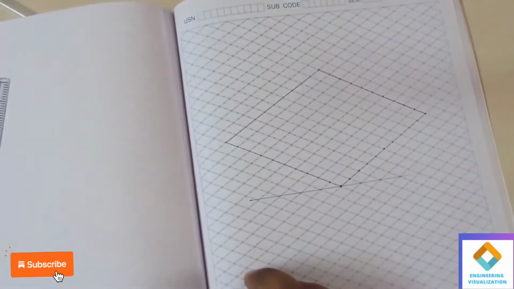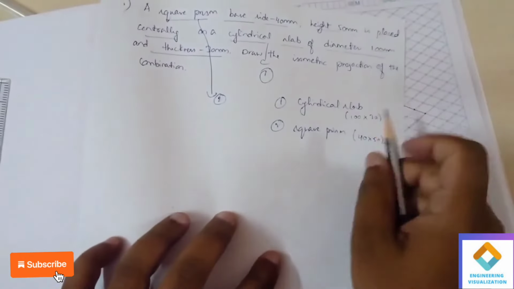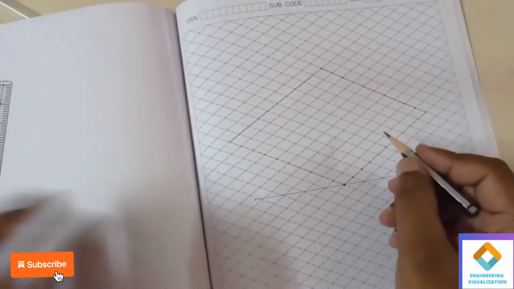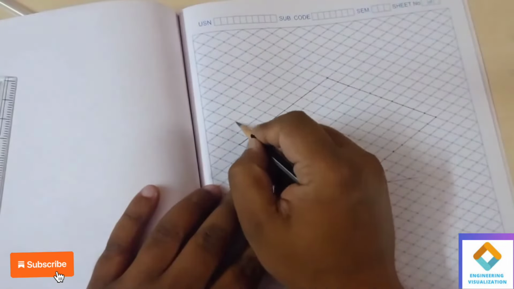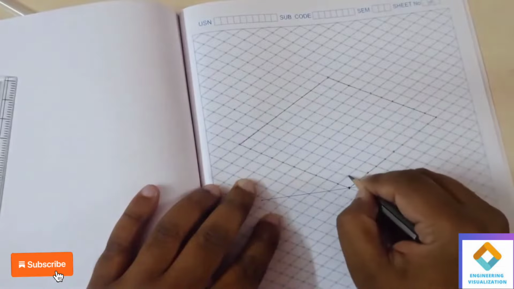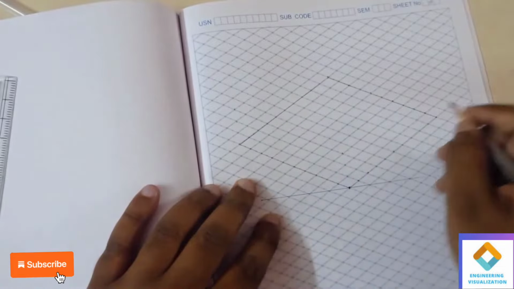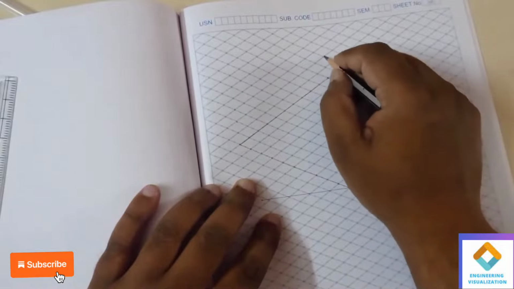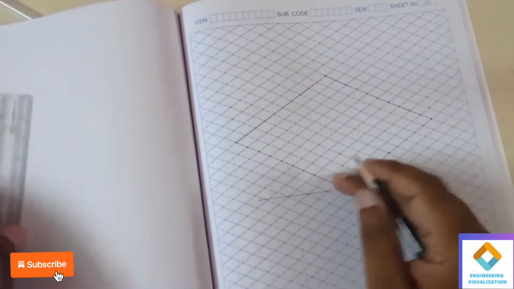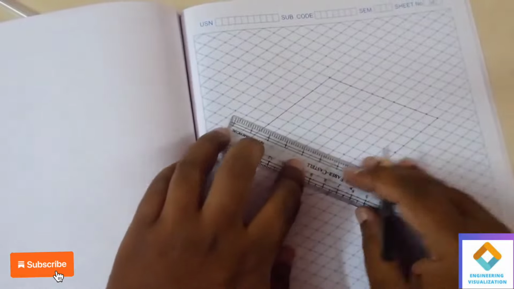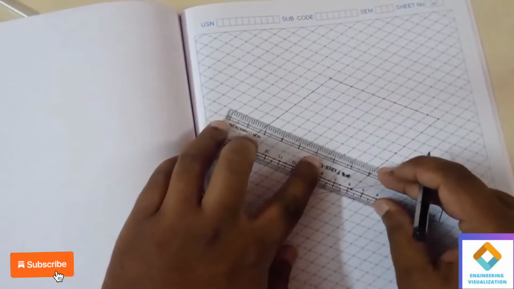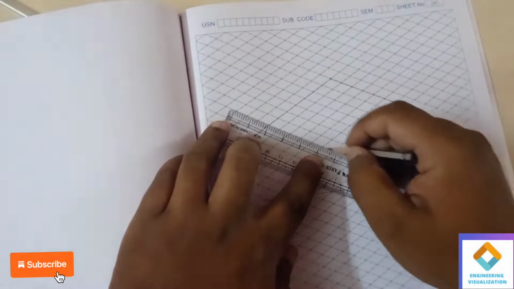Now we should consider a height of 30 mm. Thickness given 30 means 3 boxes we should consider, and we mark a reference point: 1, 2, 3. Now here we should construct another box of 100 by 100, that is a 10 by 10 box. A 100 mm box you have to construct.